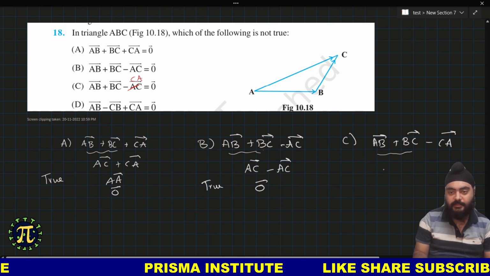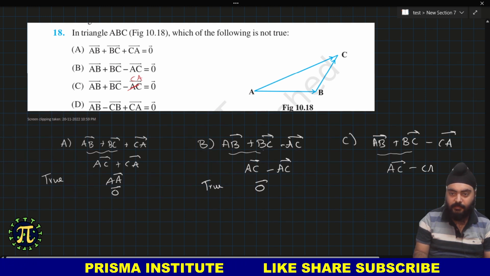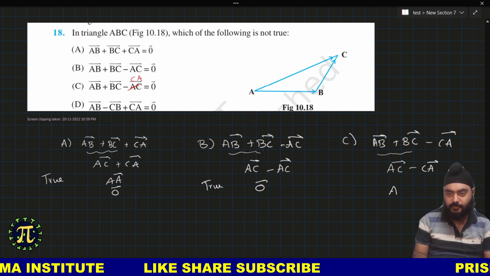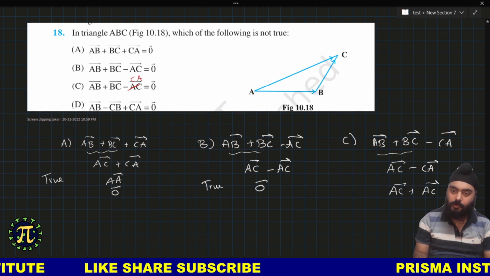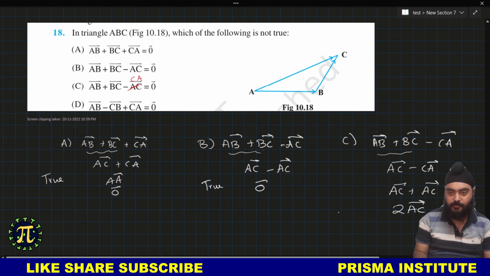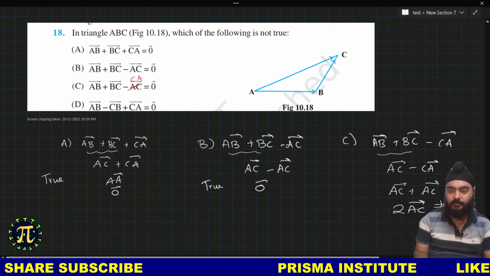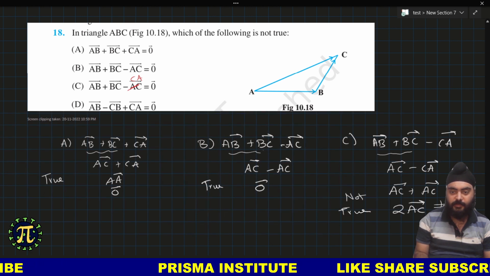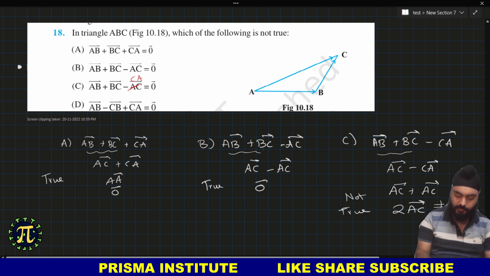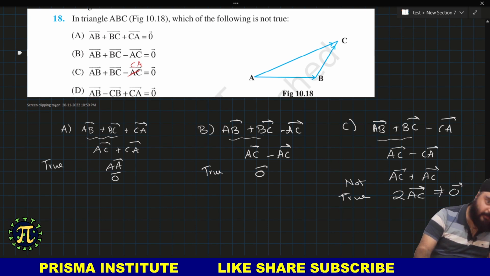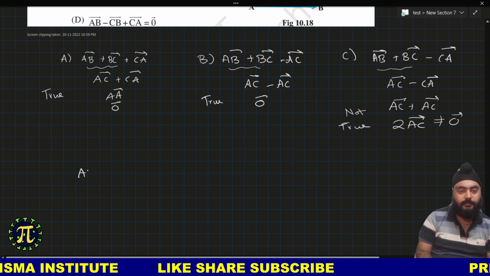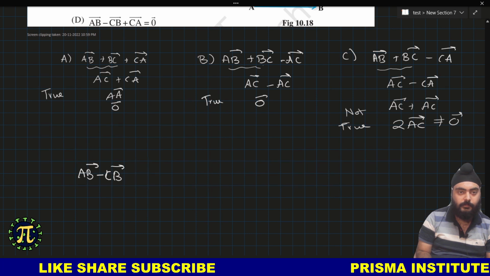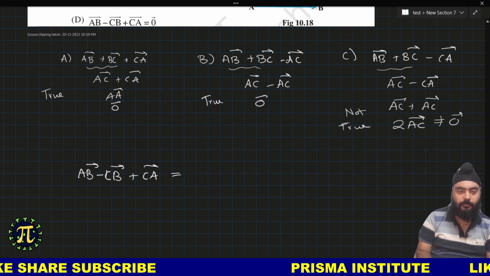So minus CA. Okay. So what is AB plus BC? AB plus BC, BB cancel, we get AC vector, right? And minus CA. Okay, but CA is the negative of AC, so this becomes AC vector plus AC vector, and this is not null, right? This is twice the AC vector, right? Okay. So this is not equal to the null vector, so this is not true, right? This is false. So this is our correct option, right? And if you want, we can check the last option also, that AB vector minus CB vector plus CA vector, what will this be?